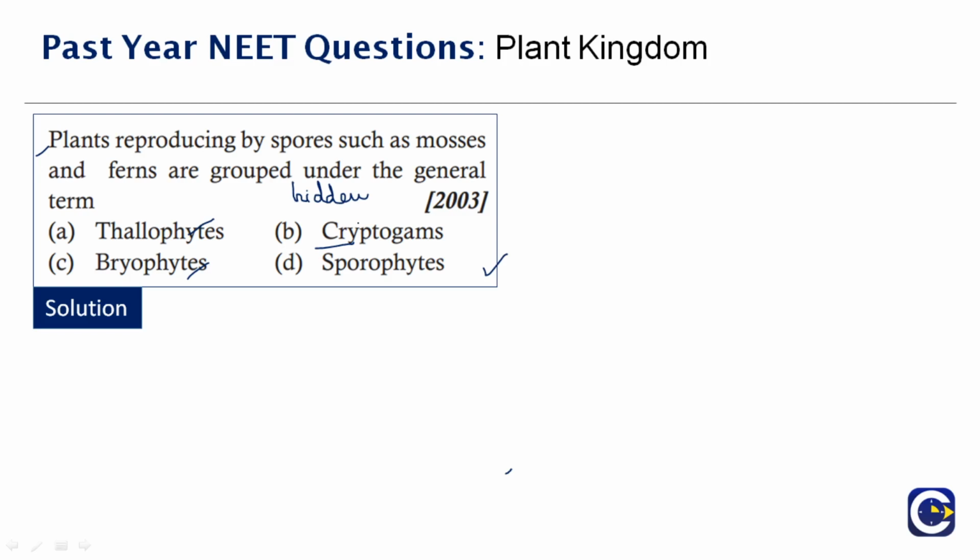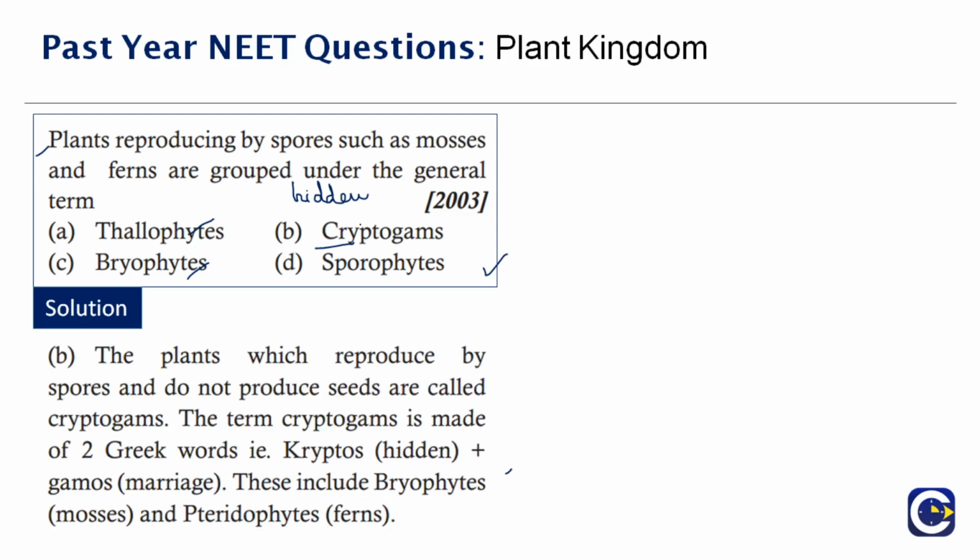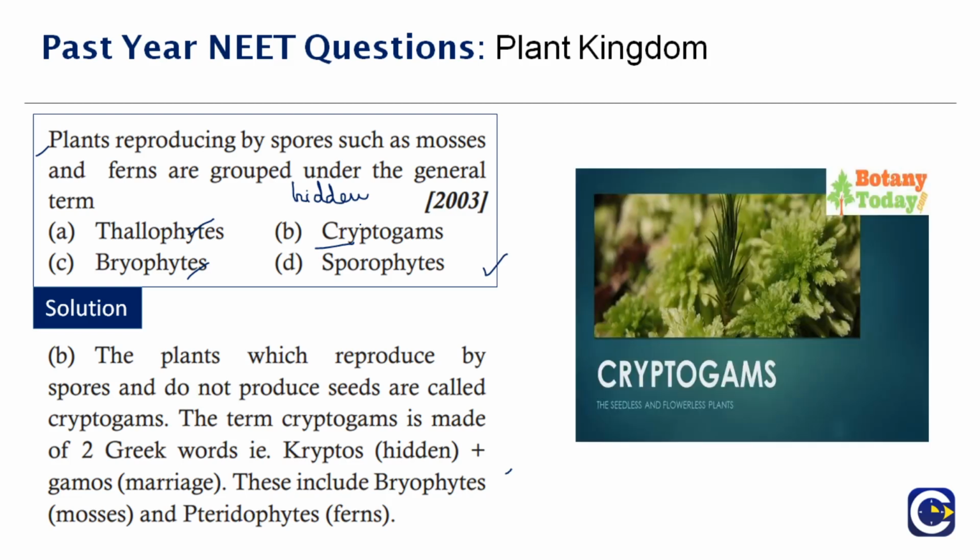Yes, it is bryophytes and pteridophytes, that is ferns and mosses, that undergo this kind of reproduction. Okay, the correct answer is option B, cryptogams. In the solution part also they explain the same thing that I spoke of now, right? So option B is the right answer. To your right side you can see the picture which tells you that cryptogams are seedless and flowerless plants.